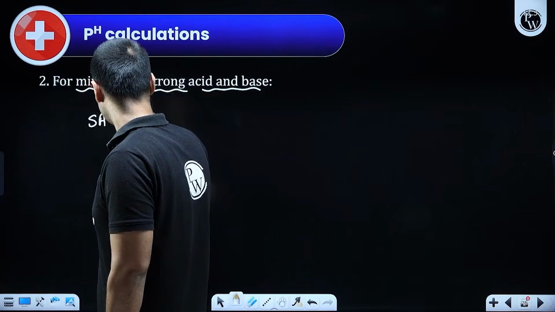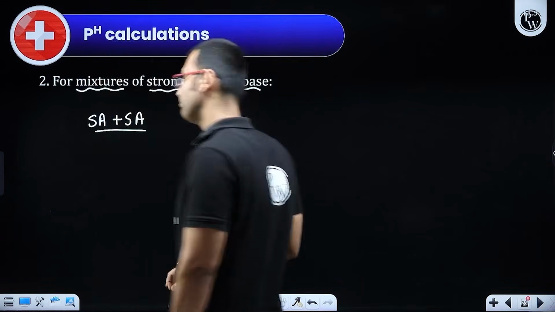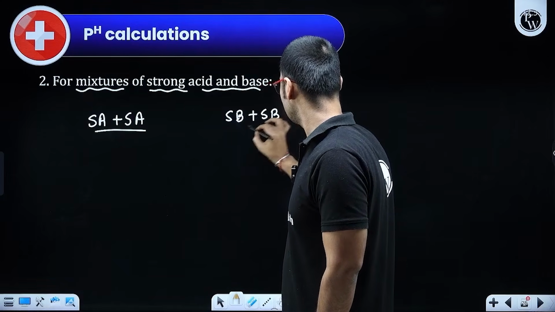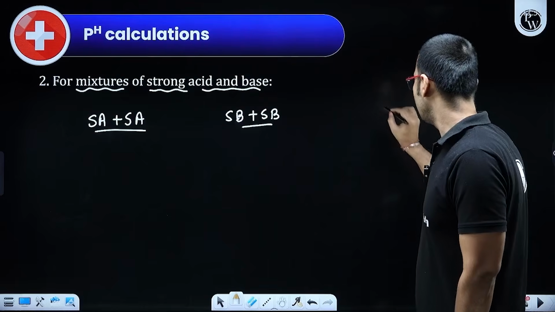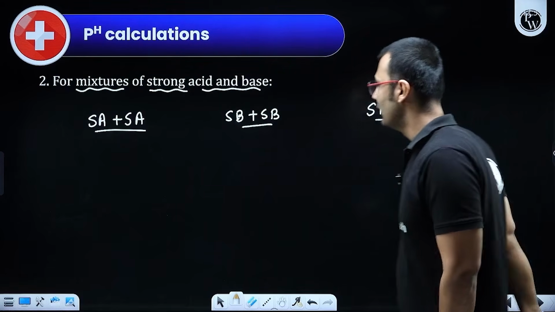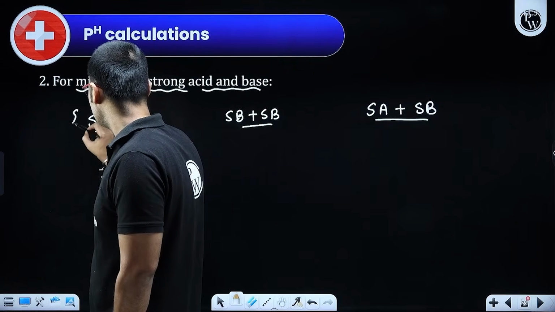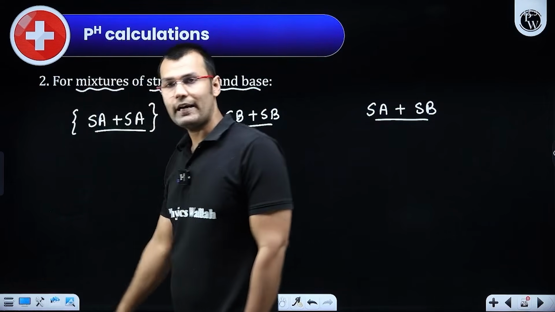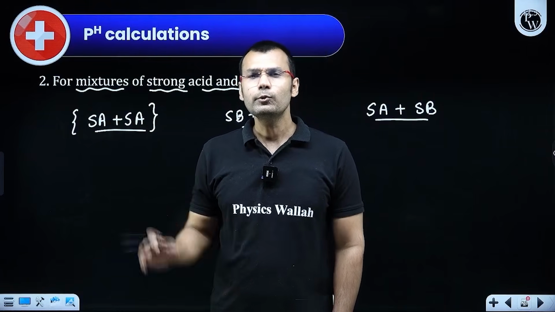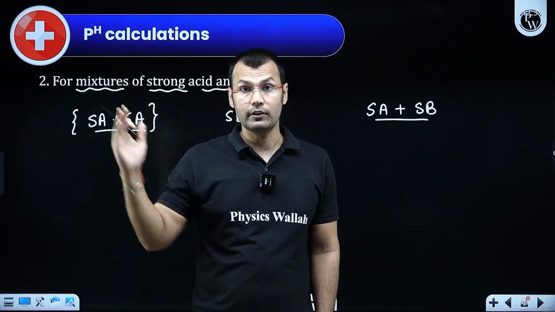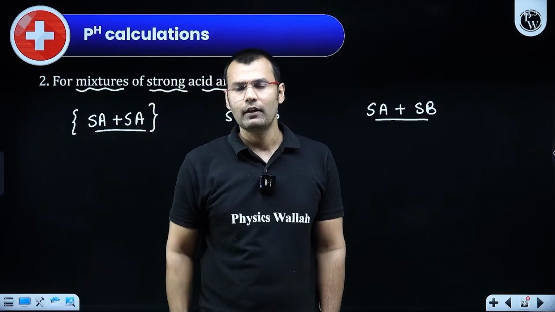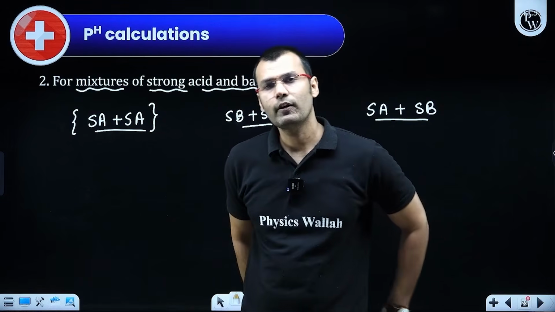strong acid can be mixed with strong acid. Second case, strong base can be mixed with a strong base. And third possibility, strong acid can be mixed with a strong base. So now the point is, when two strong acids are mixed together, and for the final mixture you have to calculate the pH, in this case use the concept of concentration terms. Use the mole concept chapter here, please. In the mole concept chapter, I think you must have learned those formulas, right?